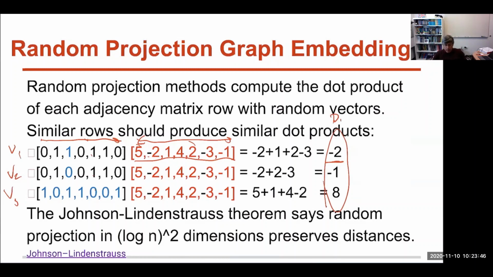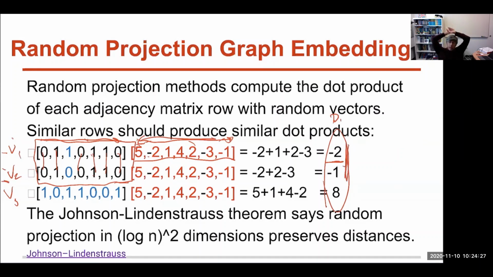Why would multiplying it by random numbers make an interesting feature? The important thing is that we're using the same set of random numbers when we compare it against every row of the matrix. If we have two vertices with very, very similar adjacency matrices, in this case, they only differ by one value, you would expect that the dot product of v1 with this random vector is going to roughly equal the dot product of v2 with the random vector.